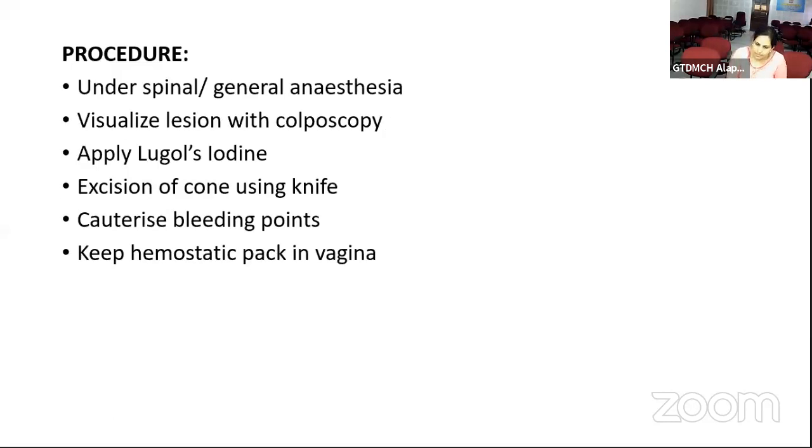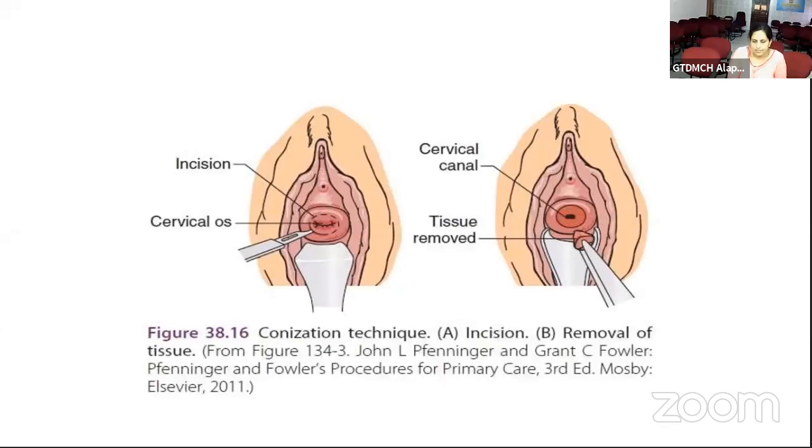The procedure is done under spinal or general anesthesia. Visualize the lesions with colposcopy, apply Lugol's iodine, excise the cone using a scalpel or knife, cauterize the bleeding points, and keep a hemostatic pack in the vagina. So you can see, using a scalpel, the base is at the level of the external os and the apex at the level of the internal os. You excise a cone-shaped area which includes the transformation zone.